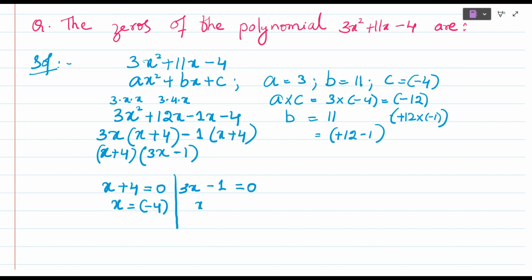So x is equal to, after transposing, minus 4. And x is equal to, after transposing, 1 by 3. Okay, students? Therefore, the zeros are alpha is equal to minus 4 and beta is equal to 1 by 3. Understood, students?